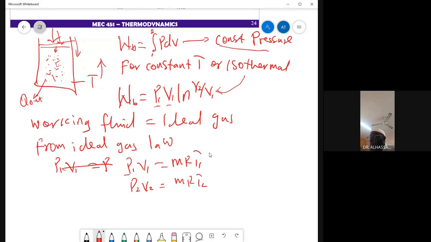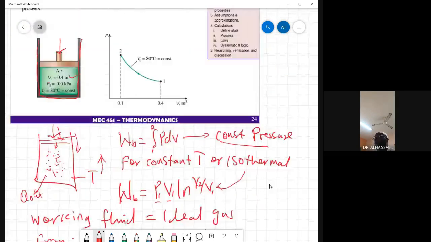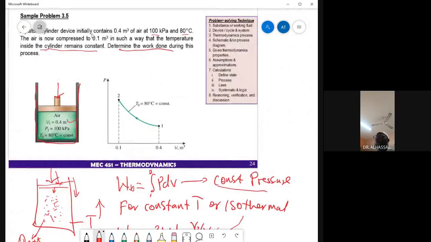Okay, so if I divide this by that, m R will cancel m R. Temperature for isothermal, T1 is the same as T2. So this and this will cancel out. Immediately, we will have P1 V1 equals to P2 V2, like this. Okay, so now let us see.